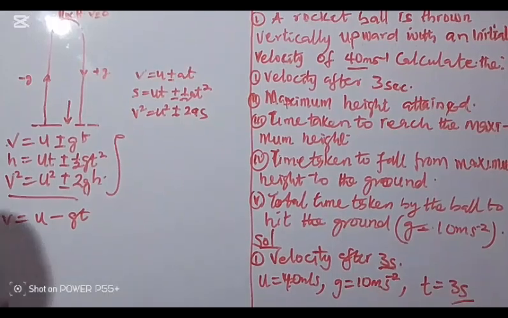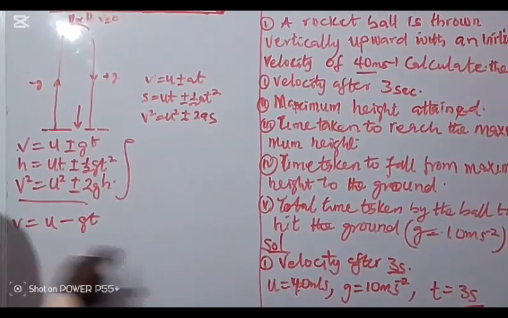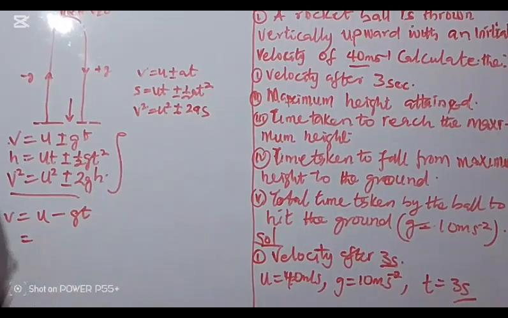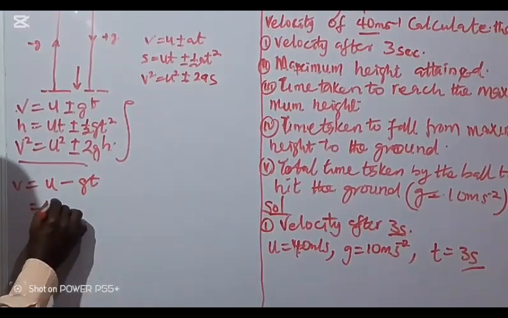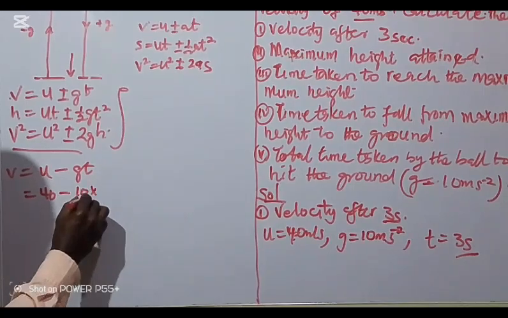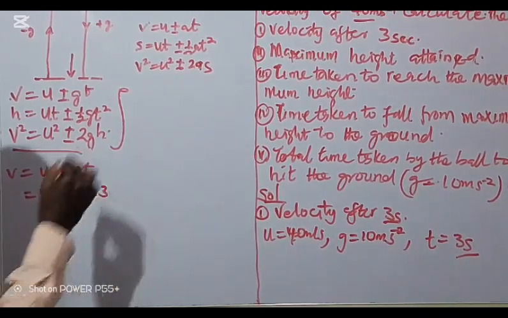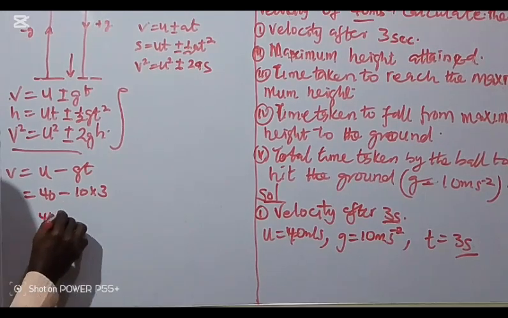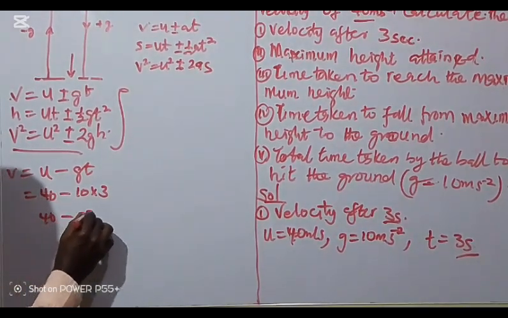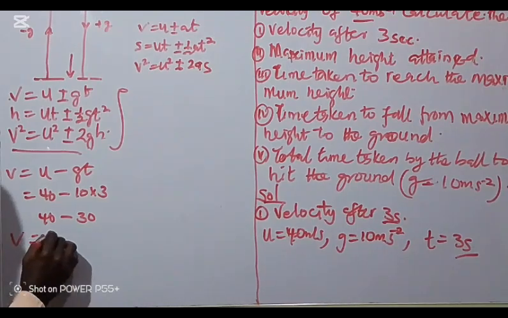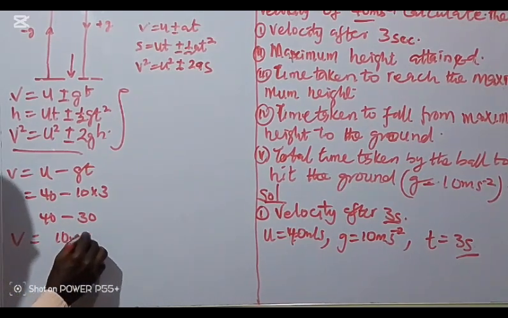Now, we want to calculate the velocity. U is already given, and g is given, so it will give us 40 minus 10 multiplied by 3. From there, we have 40 minus 30. And this one, the velocity after 3 seconds, will give us 10 meters per second.